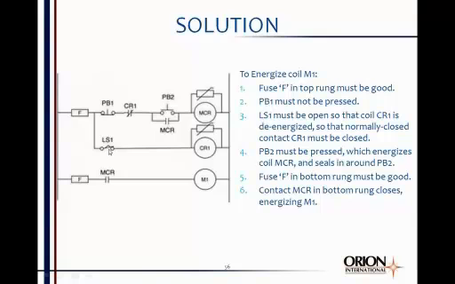Now, this limit switch right here has to be open so that CR1 remains de-energized, because if CR1 energizes, it will open this normally closed contact right here. See, so this limit switch has to be open so that CR1 does not energize, so that this contact will remain in its normal state, which is normally closed.